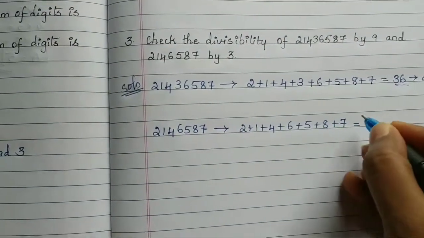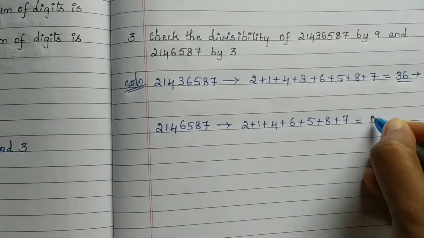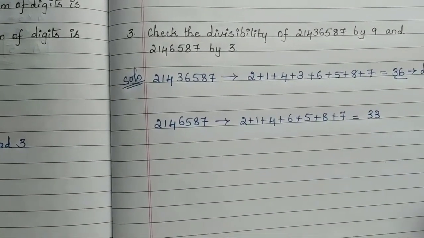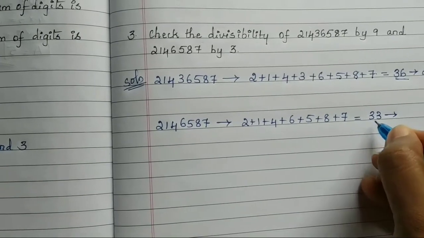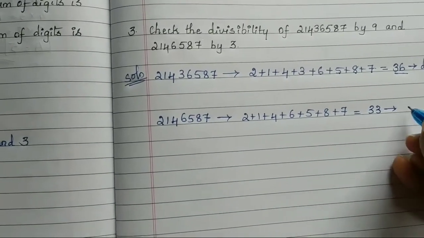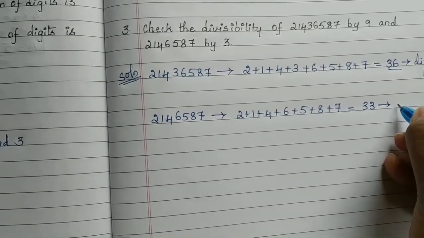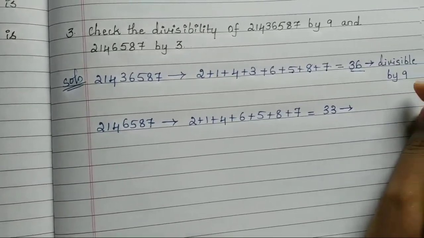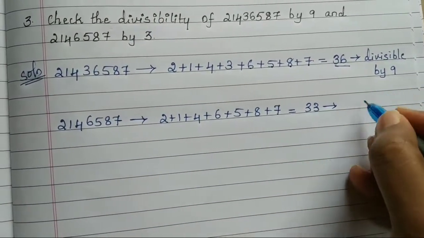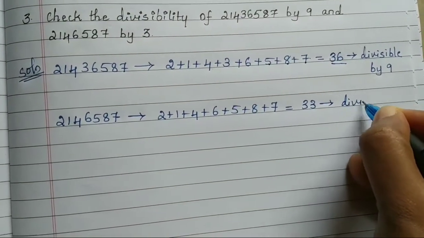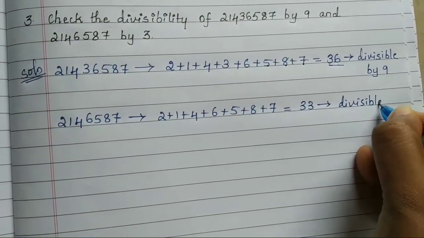So after adding all this, we will get the answer as 33. Okay. So is this 33 divisible by 3? Yes. 33 is 3 into 11, which is nothing but 33. So we can say that it is divisible by 3.